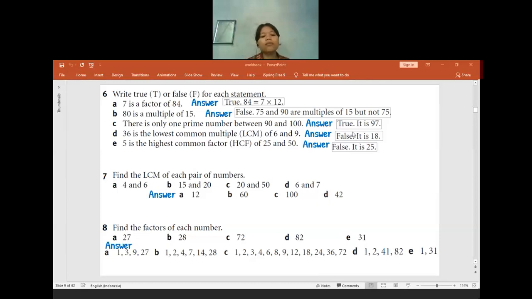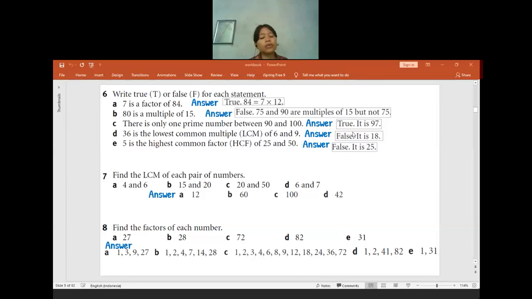Okay, for question 8, find the factors of each number. It is your homework, so you can check the answers with your homework. The factors of 27 are 1, 3, 9, 27. For 28, it will be 1, 2, 4, 7, 14, 28. For 72, it will be 1, 2, 3, 4, 6, 8, 9, 12, 18, 24, 36, and 72. For 82, it will be 1, 2, 41, 82. For 31, because it is a prime number, the factors will be only 1 and 31.